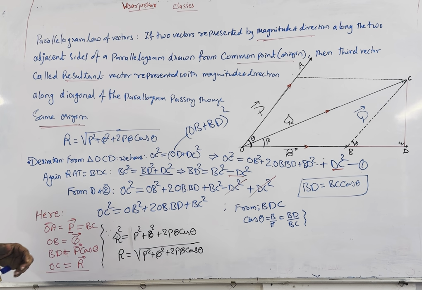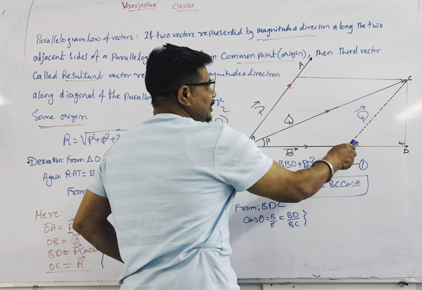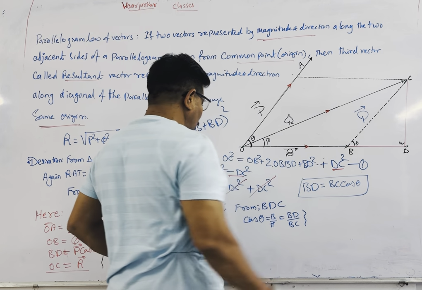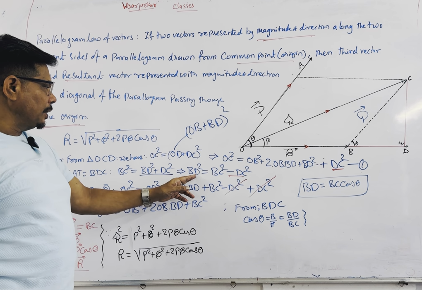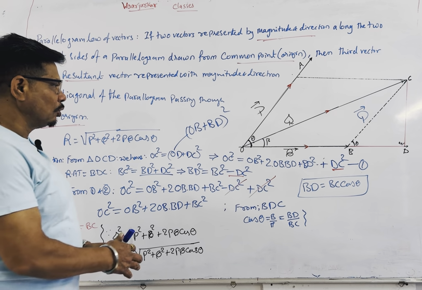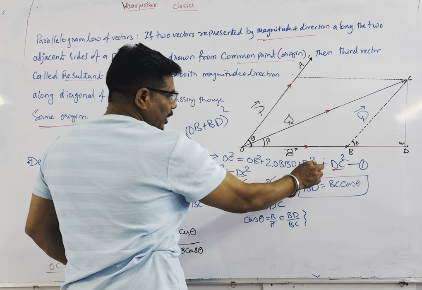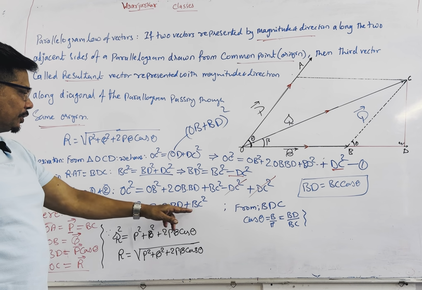In this way you can solve this, and take another triangle, and then BC square is equal to this square plus this square. Get the value of DC square, you will get the value of BD square, which is BC square minus DC square, and put this BD value in this equation. Now this will be cancelled out, and you will get this equation.